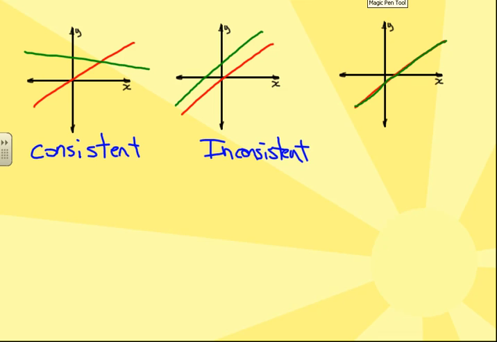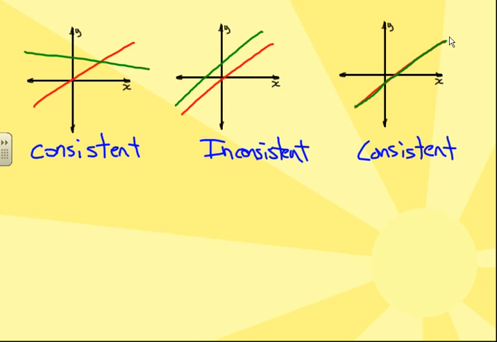This last set, we have two lines drawn right over top of each other. So essentially, they touch everywhere. So that is a consistent set. So these ones are consistent.